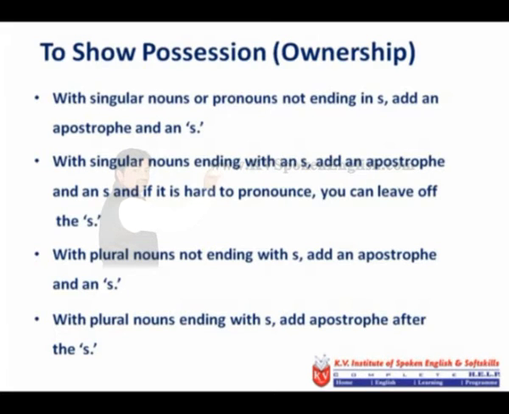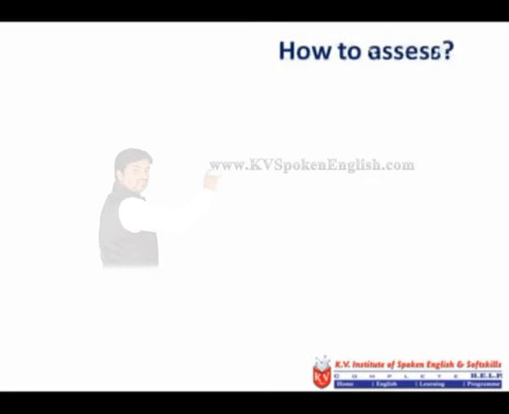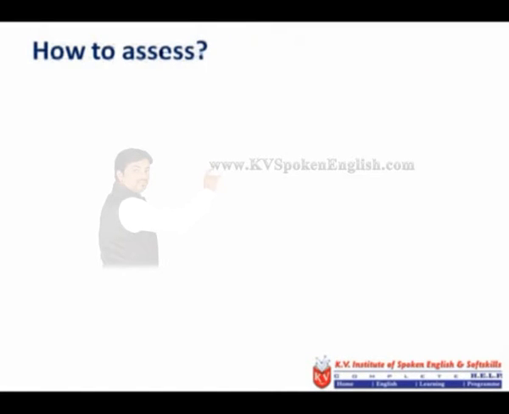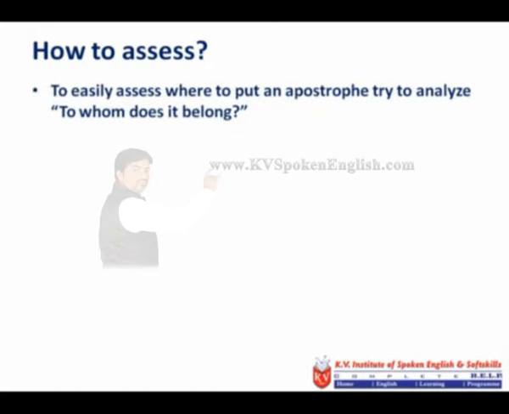Computers, teachers. There is a very simple technique to identify where to put an apostrophe, which is you need to analyze to whom it belongs. For instance, my friend's car. When you analyze, you can find whom the car belongs to. As it belongs to your friend and your friend is singular, the answer would be my friend's car.